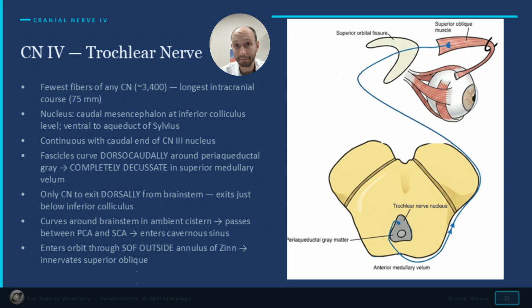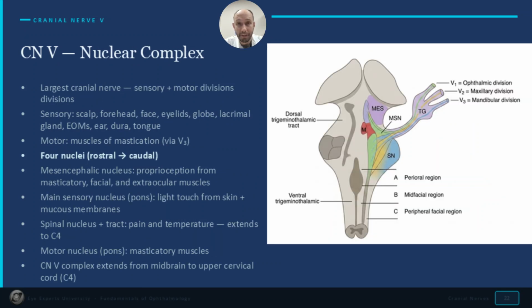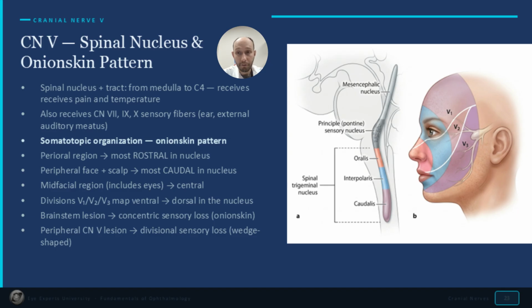to be spared. The trigeminal cranial nerve is the biggest and very complicated. It's both sensory and motor. The sensory part is it innervates most of the face, and the motor part, it does something with chewing. The pons is where we're interested in because that is the sensory part for the light touch of the skin and mucous membranes. The spinal nucleus is the one that processes the pain and temperature, and this has an onion skin pattern.